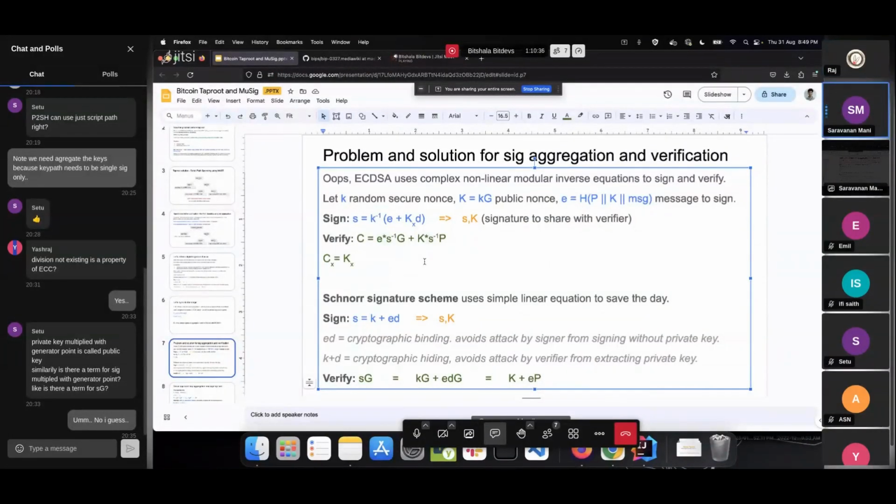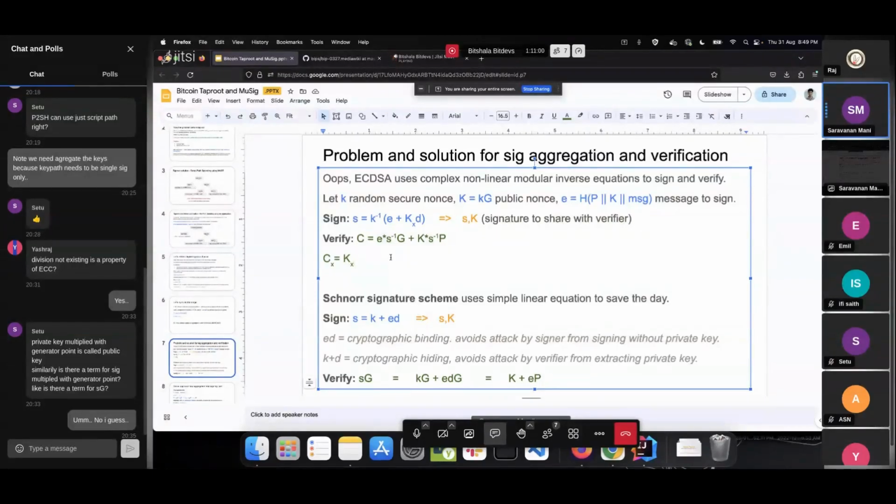So, we'll talk about the Schnorr signature here. I think the reason we discussed ECDSA is just to understand that there is no linearity in the signature equations and the verification equations. Because of the lack of linearity, it's hard to do the aggregation of signatures and verification of the signature. What do I mean by this?